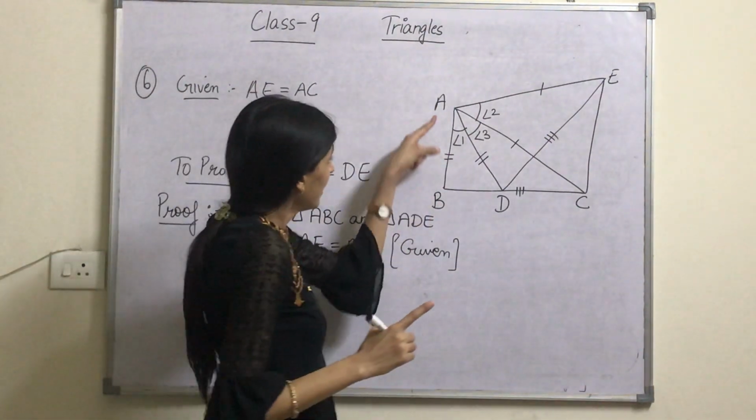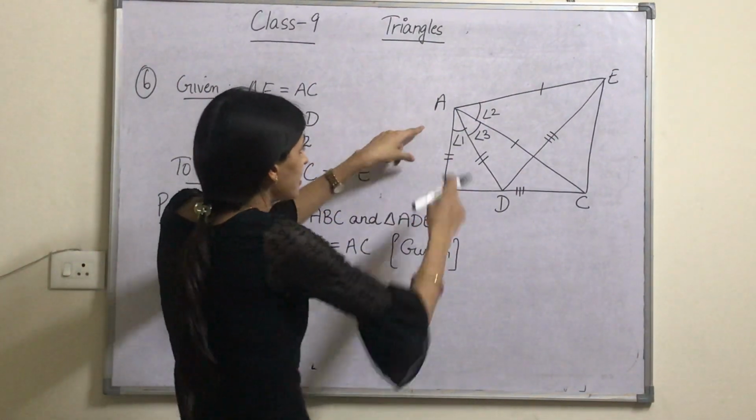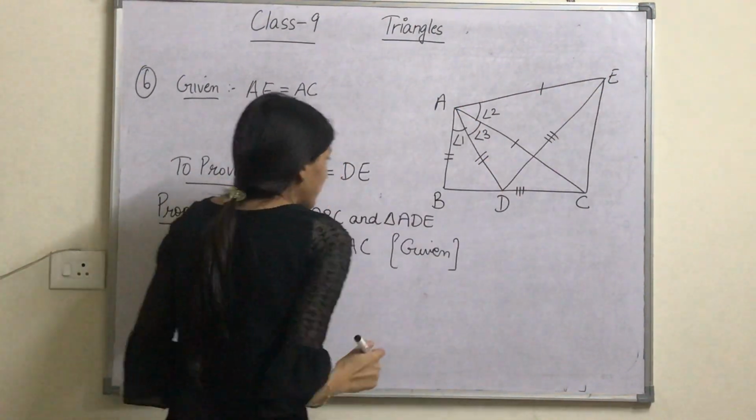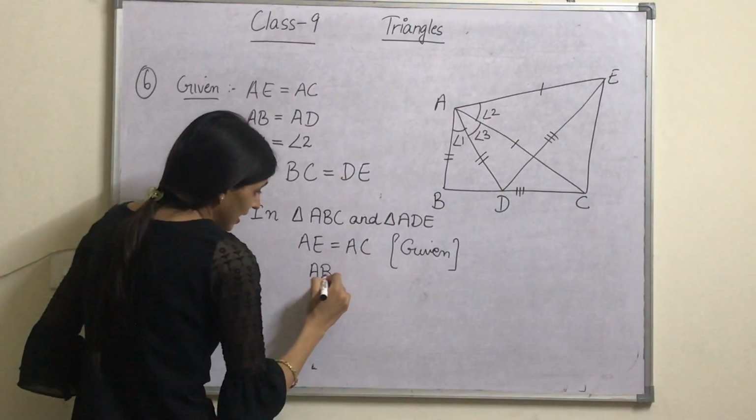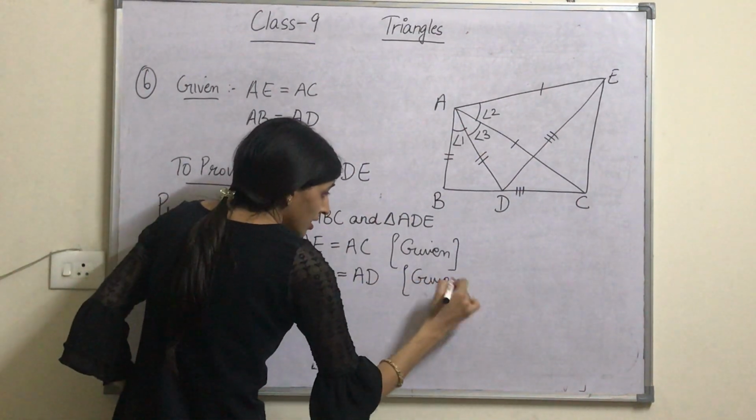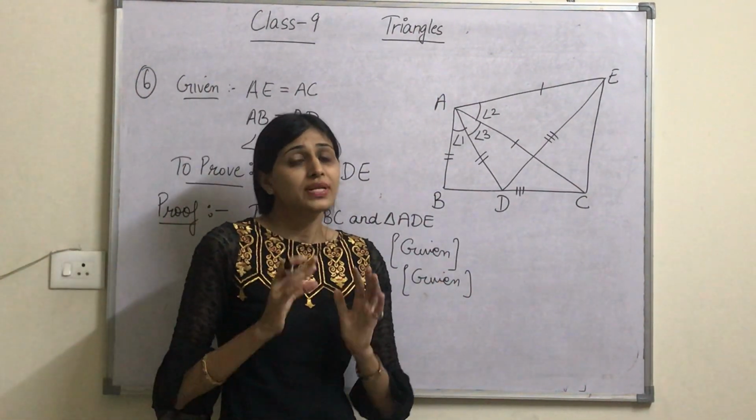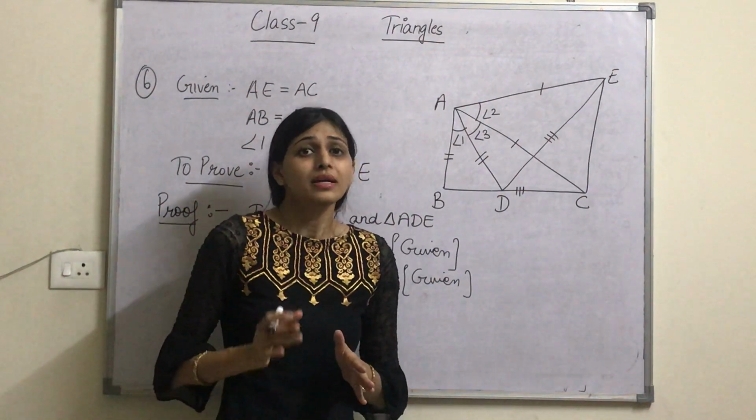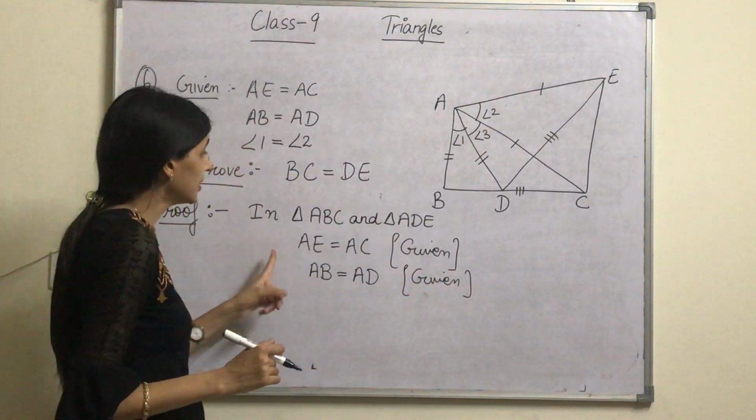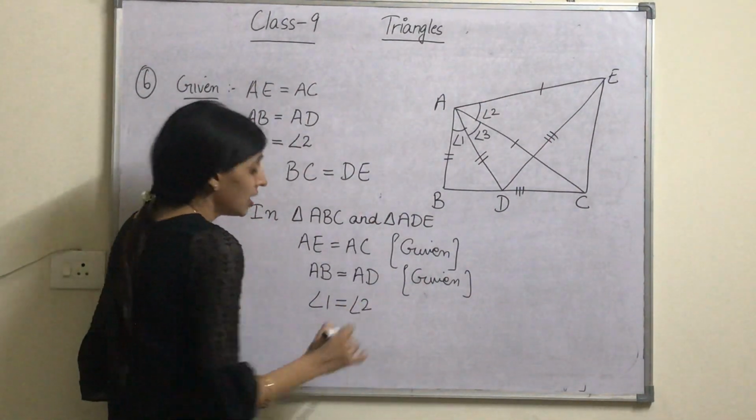Second thing, AB and AD are also equal. AB comes in triangle ABC and AD comes in triangle ADE. So, AB and AD, this is also equal from the given part. Always write the reason, because if the reason is not mentioned, then the marks can be deducted. Okay, so this reason is mentioned. Now, the third thing which is given to you is angle 1 equals to angle 2.